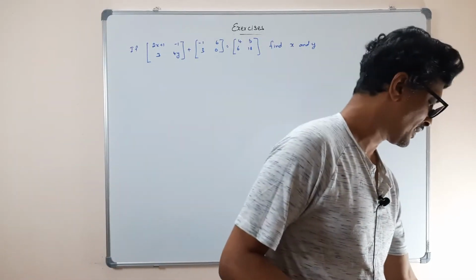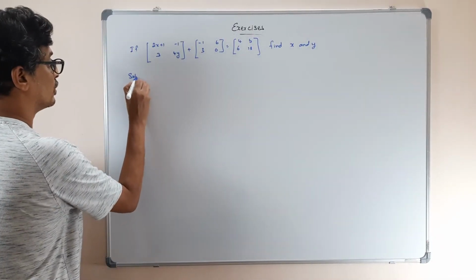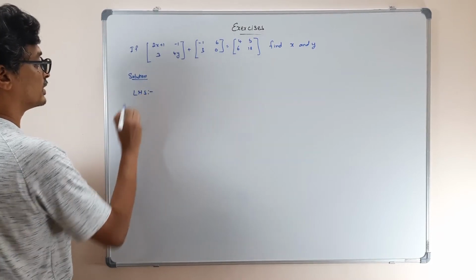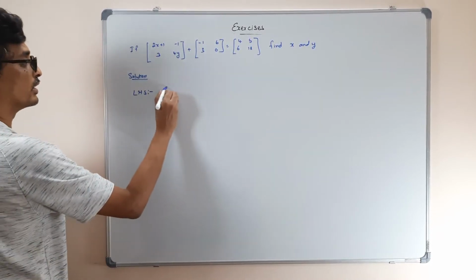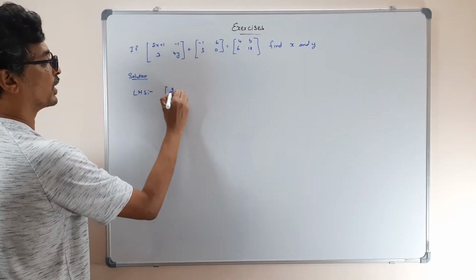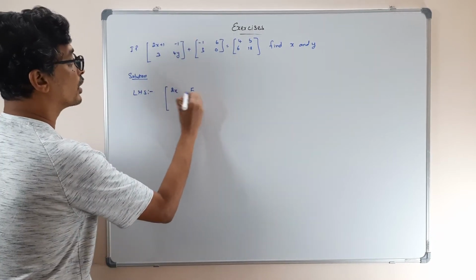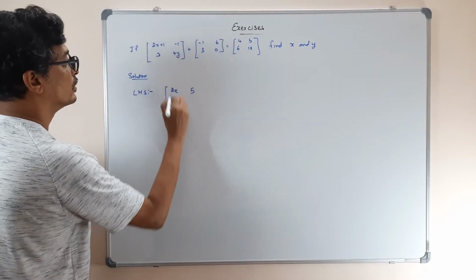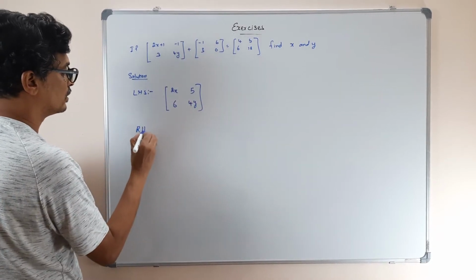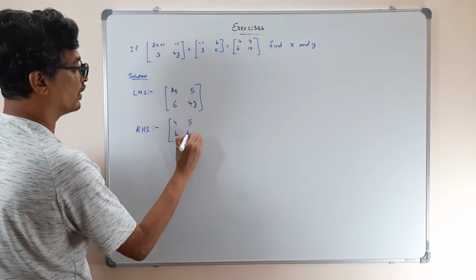So basically, the solution: let us take LHS. What will be LHS? Tell me, you have to just add them both, right? LHS is equal to 2x plus 1 minus 1, that will be 2x. Minus 1, 5, minus 1, so 3, 6, 4, 1. And RHS is 4, 5, 6 and 12.